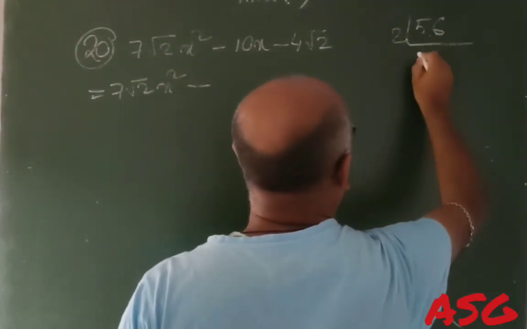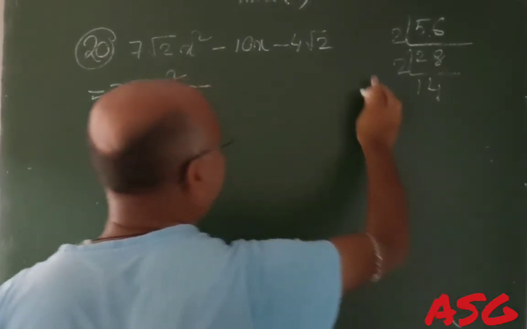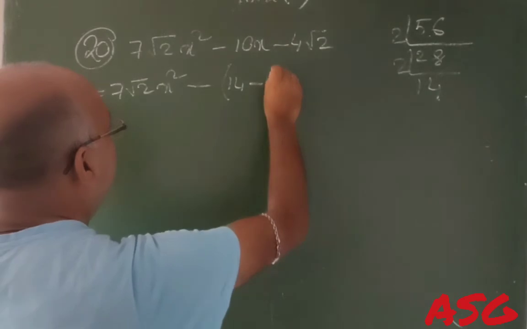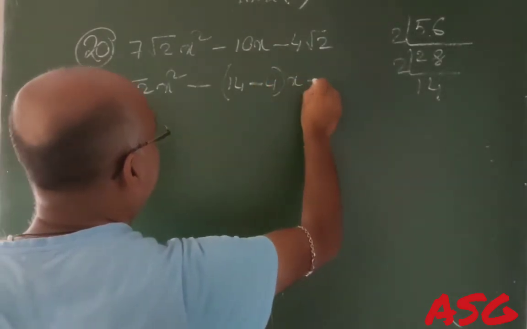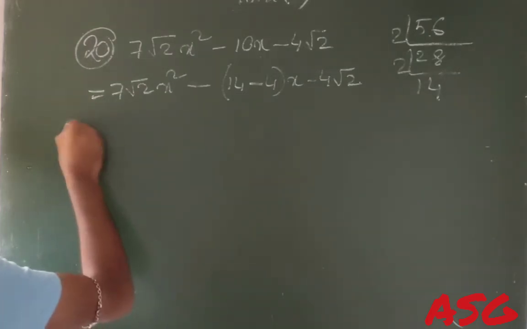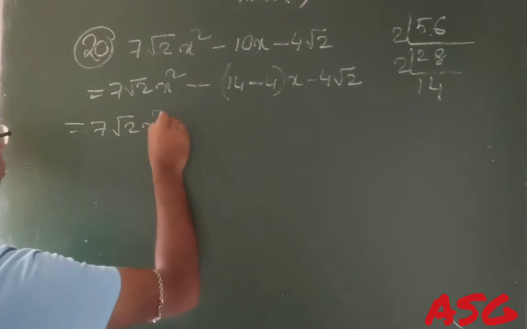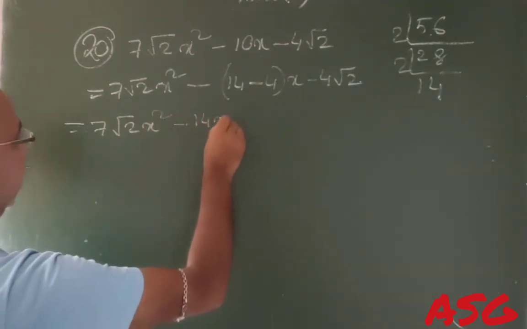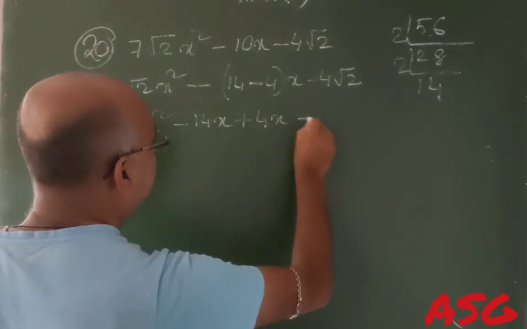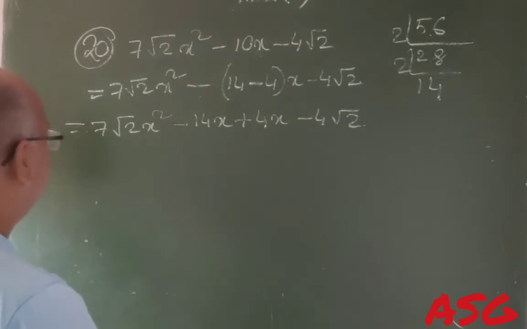First it will go with 2, what I can see is 28. Then 2 times 7 is 14. 14 minus 4 is 10. So I can write here 14 minus 4. And this x is this x minus 4 root 2. Now next thing is I have to remove this bracket. So 7 root 2 x square minus 14x plus 4x minus 4 root 2. Now it's very simple.